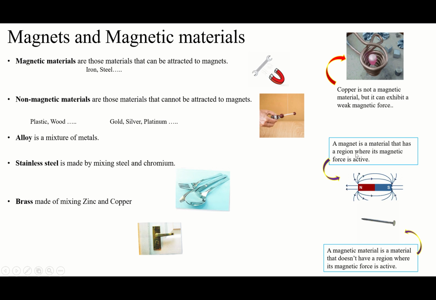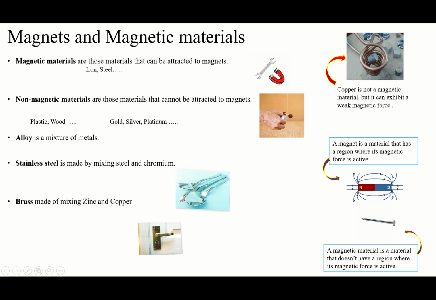Magnet and magnetic material: you say a magnet is a material that has a region around it where magnetic force is active, but a magnetic material is a material that doesn't have a region around it where magnetic force is active. So the difference is only this, doesn't have. That's it. A magnet has the region around it where the pulling force is active, but a magnetic material doesn't have the force around it. There is no pulling force. It means a nail cannot pull things, but a magnet can pull things, right? And copper and aluminum, they have a small, weak magnetic force, but they are non-magnetic.